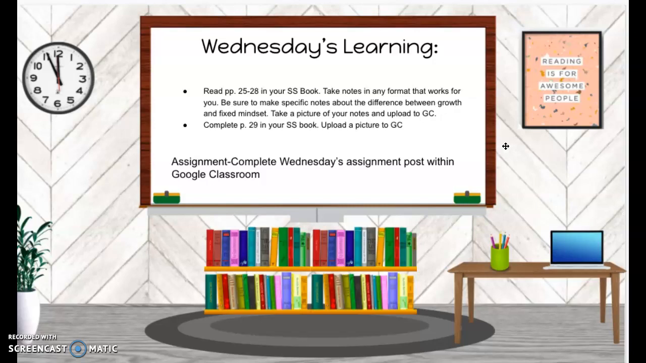So I want you to read pages 25 through 28 in your study skills book, and you need to take notes in any format that works for you. So remember, this could be outlining, bullet points, color-coded notes, doodle notes, sketch notes, 2-column notes, whatever works for you. But you need to take a picture of your notes and upload to Google Classroom.